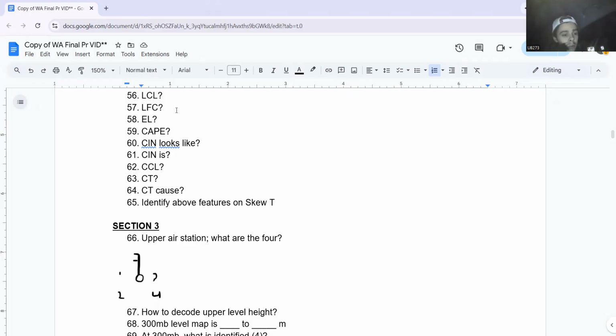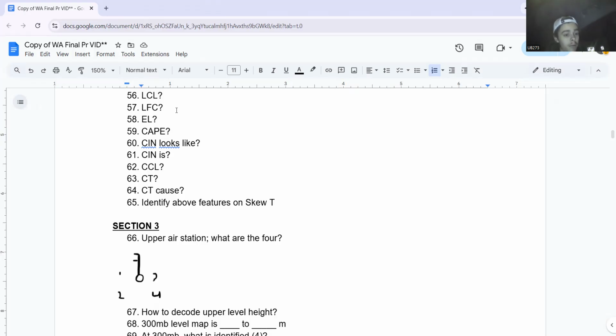The equilibrium level is what EL means, and it's the height where the parcel again equals the temperature of the environment. And that's the top of the thunderstorm. Eventually the parcel will be cooler than its environment, and then it can no longer rise, which is why that's the top of the thunderstorms. So that's what the EL is, where they equal each other, and above the EL the parcel is cooler than its environment, which means it sinks back to the equilibrium level.